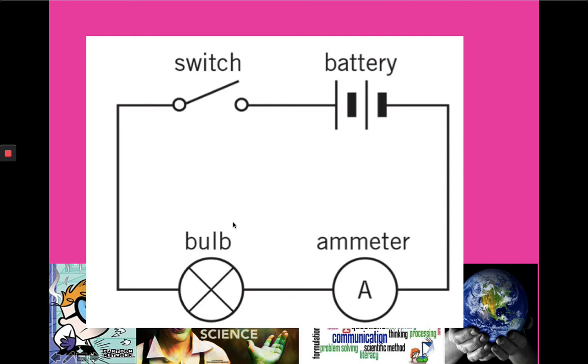So hopefully you had a go at doing that. This is what it should have looked like. You've got your switch there. The switch is actually open at the moment. It's not closed. So that bulb would not be lighting up right now. We'd have to put the switch down. We've got a battery there, we've got our ammeter represented by the circle with a capital A inside, and then we've got our bulb with a circle with a cross going through it. So we've got everything we need in that circuit to light that bulb.